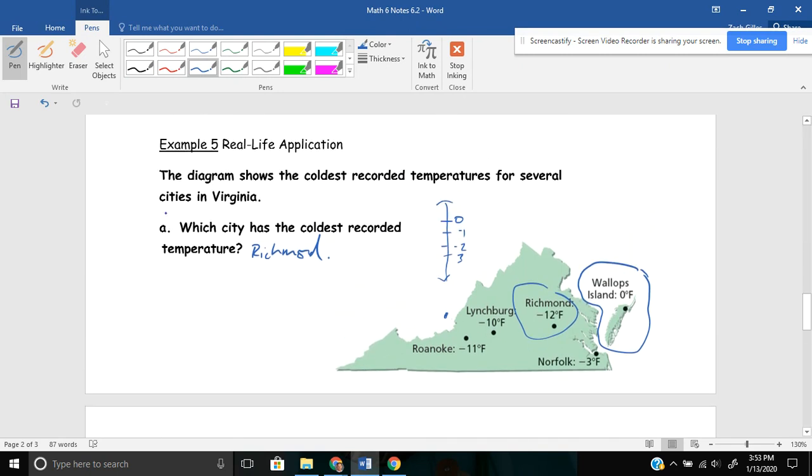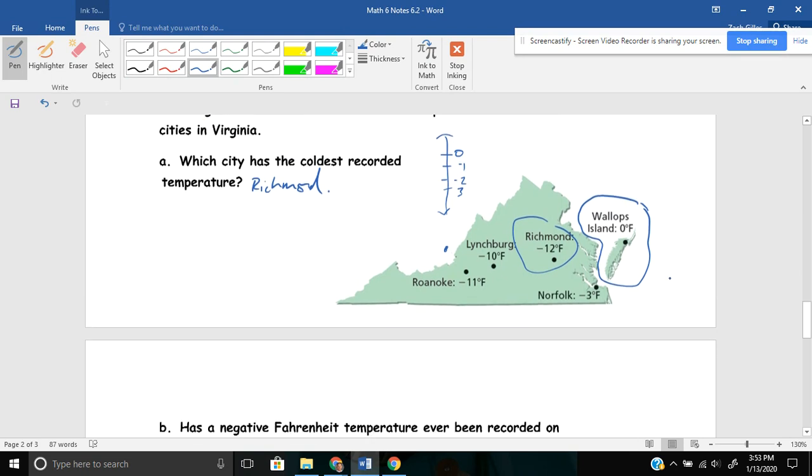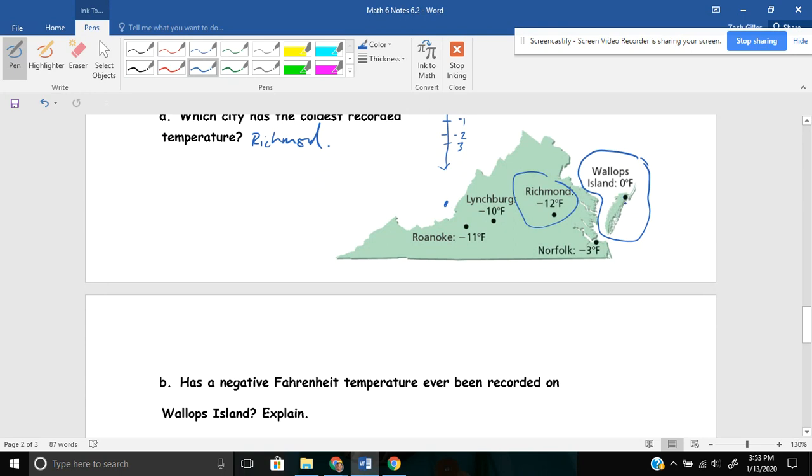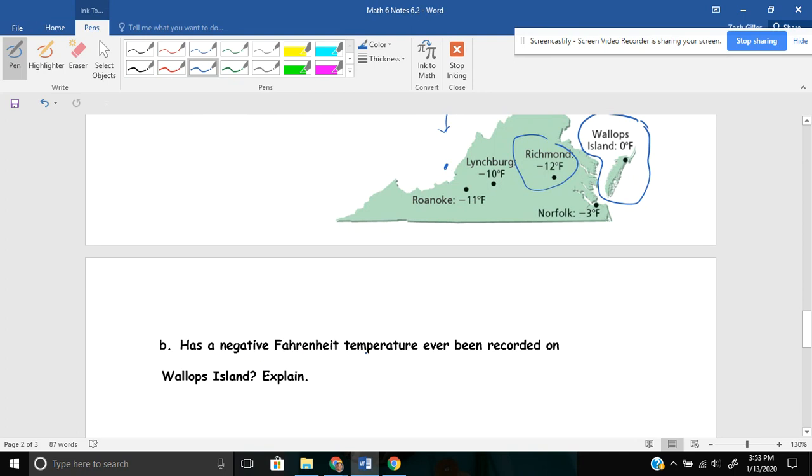And remember, in the beginning, it says that it's the coldest recorded temperatures for that city. So the coldest it's ever been here is 0 degrees. So has a negative temperature ever been recorded? No, it hasn't. And why? Well, because the coldest temperature that's ever been recorded is 0, which is greater than every negative temperature. So again, there's never been a negative temperature recorded in that city.